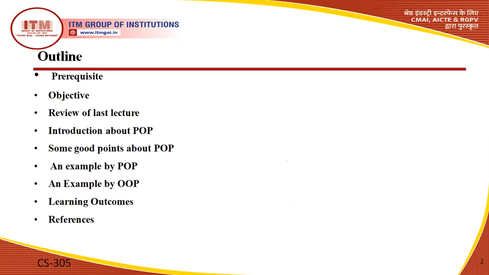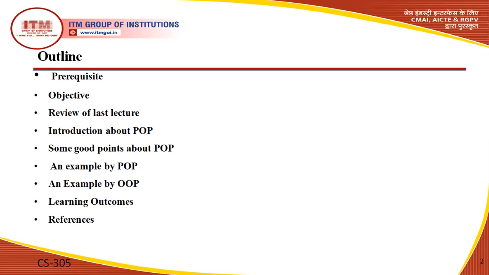So as usual, we have some outlines, as we have already taken in our previous videos. The outline is related to some prerequisites, that is, what things you should know previously when you are going to listen to this video. Now the second one is the objective of this lecture. The third one, we'll take some review of the previous lectures.